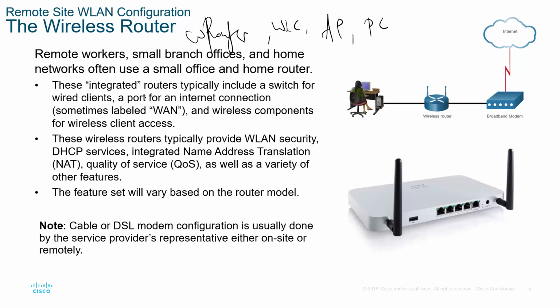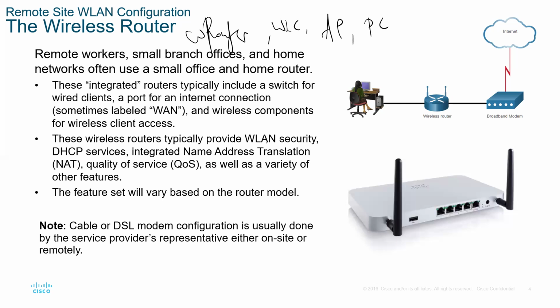Starting with the wireless router. Remote workers, small branch offices, and home networks often use small office and home routers. These integrated routers typically include a switch for wired clients and a port for an internet connection. Wireless routers typically provide security, DHCP, NAT, QoS, as well as other features. So the first device we are going to be configuring is the wireless router, which we introduced as well in the last module, wireless LAN concepts.